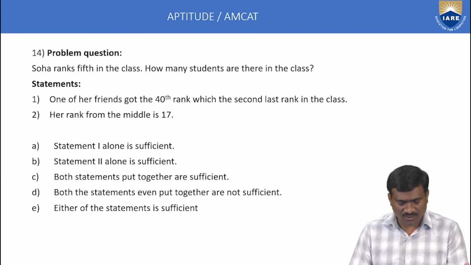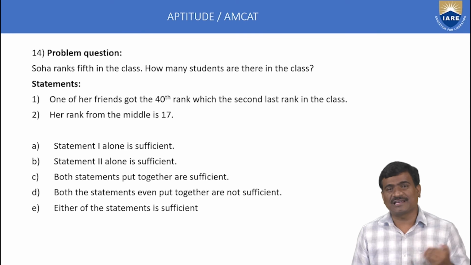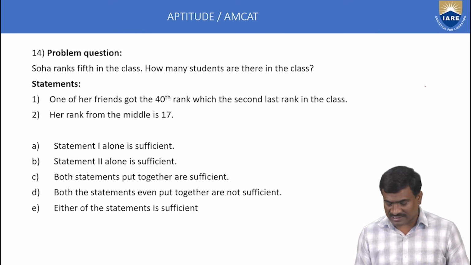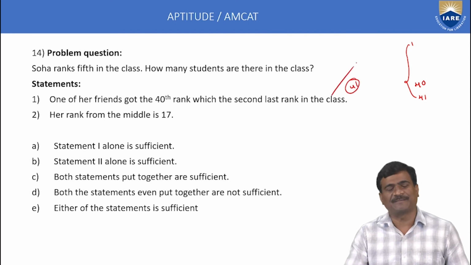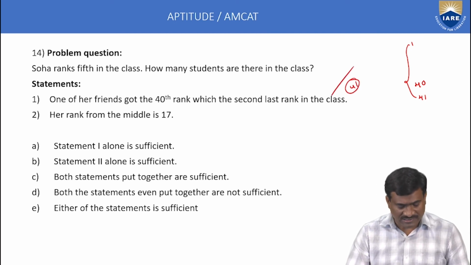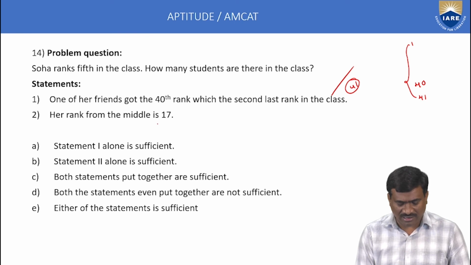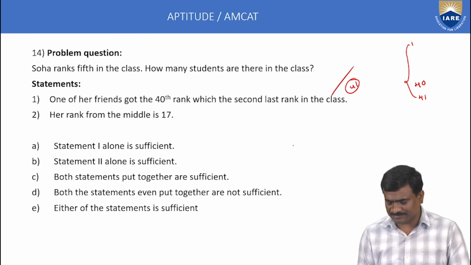Statement 1. One of our friends got the 40th rank, which is the second last rank in the class. If the second last rank is 40, then the last rank is 41, which means the total number of students is 41. So statement A alone is sufficient.